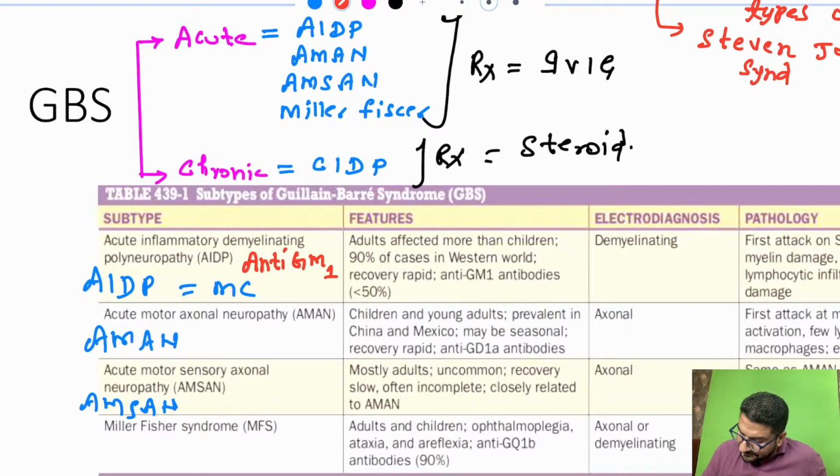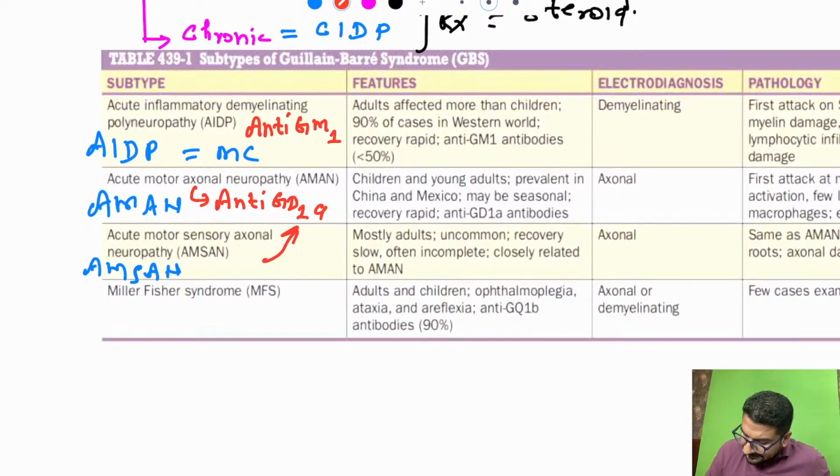In AMAN, you will see an antibody. This antibody is called anti-GD1A. And the same antibody you will see here also. In AMAN and AMSAN, you will see GD1A. In Miller Fisher, this is a rare type. Here you will see an antibody called anti-GQ1B. So in Miller Fisher, understand there is a triad.